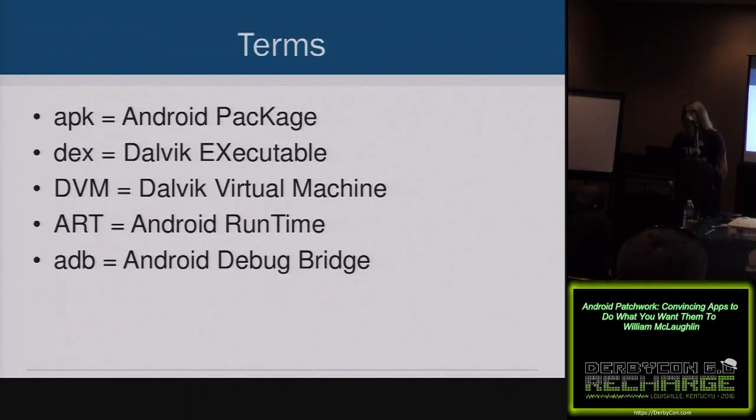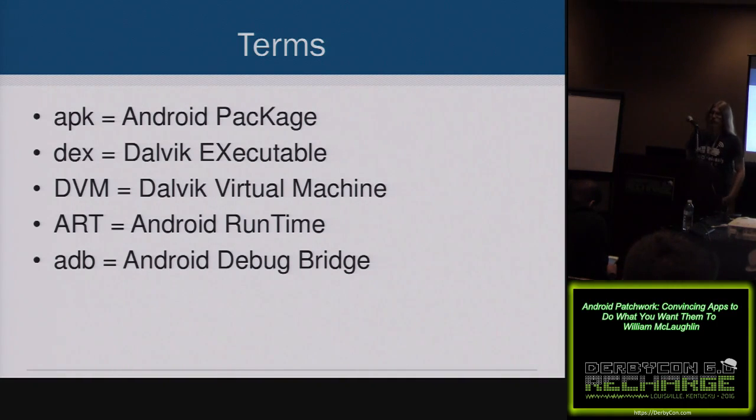First, we need to talk about some terms everyone needs to be familiar with. APK is short for Android package. It's essentially a zip file that contains everything that is required for the application to function properly. Dex is short for Dalvik executable. It can be thought of as the Android equivalent to a Java class file. The DVM is the Dalvik virtual machine. It can be thought of as the Android equivalent of the Java virtual machine.